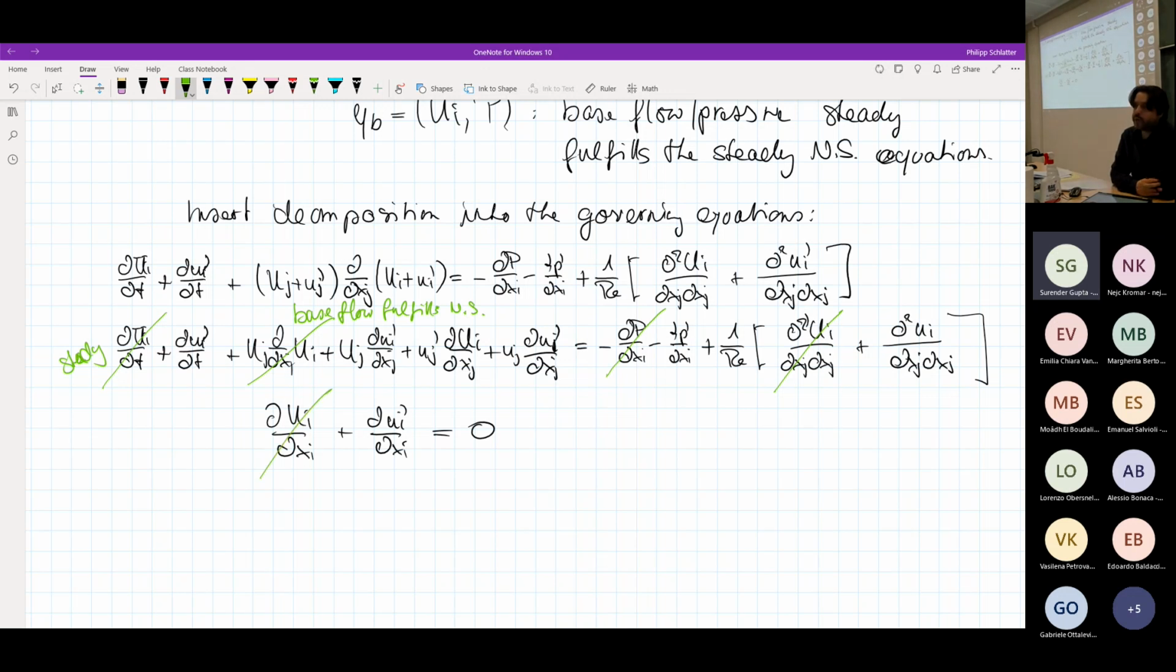This one is also going away because the base flow fulfills Navier-Stokes. Of course, that includes also the continuity equation. Well, and then we have one more term that we can take away. That's this one here. And this one goes away because of the linearization. Essentially because we say that ui prime, so the perturbations, are much, much smaller than the capital Ui, the base flow. Because we're only interested in development very close to the base state.